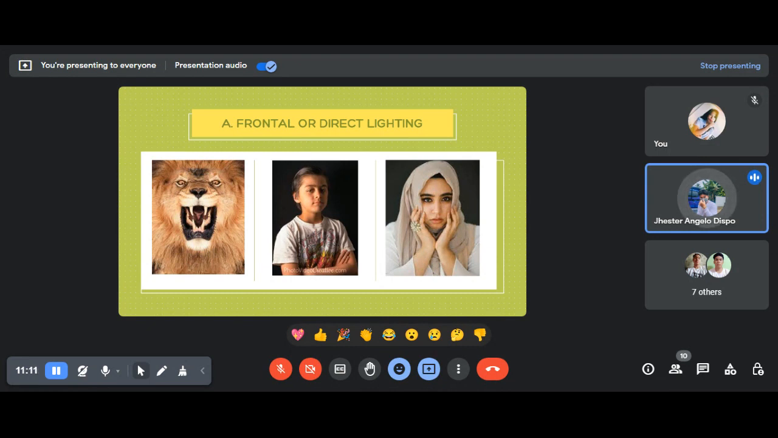An example of this is the flash on a mobile phone.